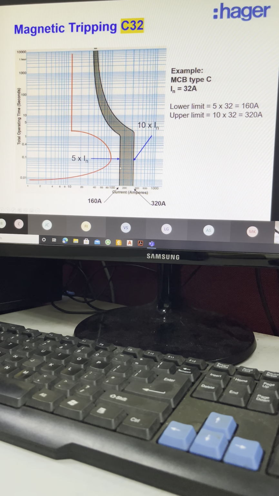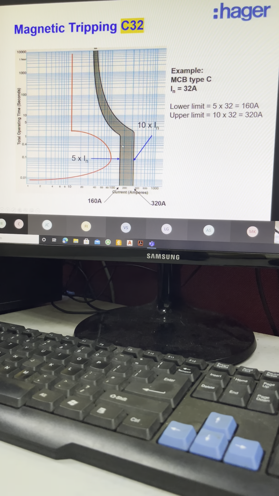Okay, lower limit means if the current flowing through the breaker is below this lower limit line. Below means it's somewhere here. Okay, let's say somewhere here or somewhere here. The breaker should not trip at all. If your breaker trips below the lower limit, then your breaker has failed. Okay, your breaker has failed to protect.